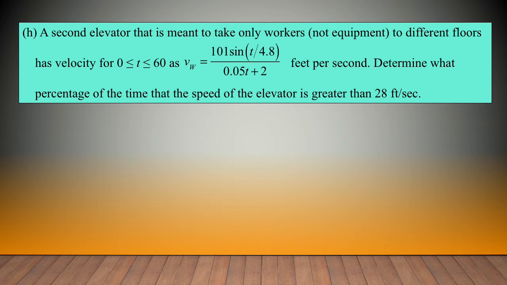Part H reads: a second elevator that is meant to take only workers and not equipment to different floors has velocity for t between 0 and 60 inclusive as v sub w equals 101 sine of (t divided by 4.8) all over (0.05t plus 2), measured in feet per second. And we want to determine the percentage of time that the speed of the elevator is greater than 28 feet per second.